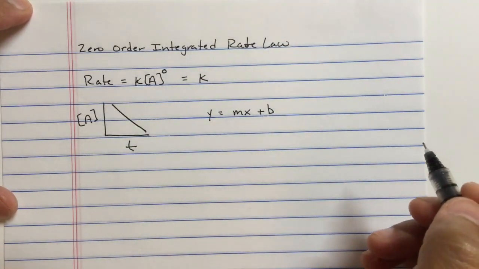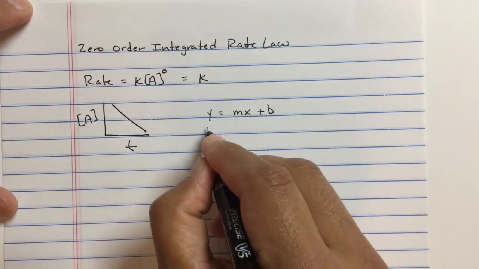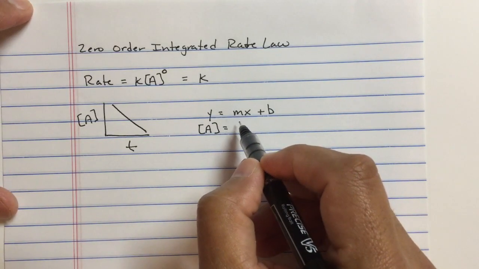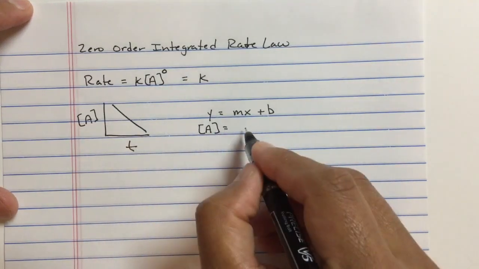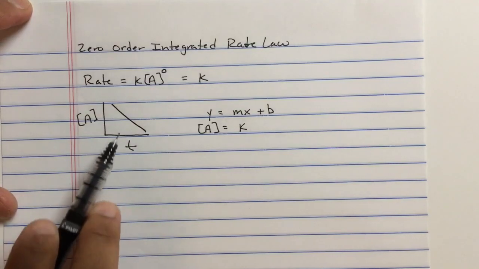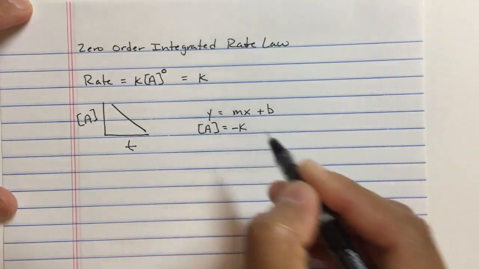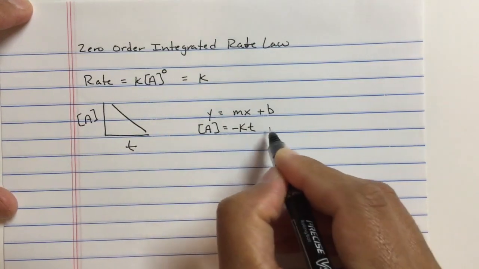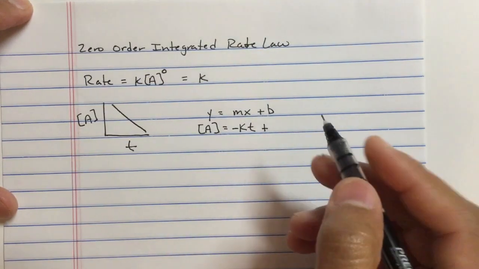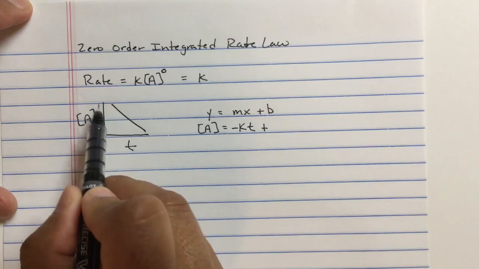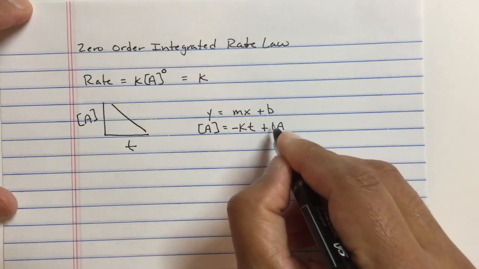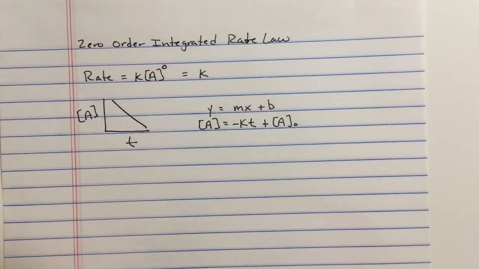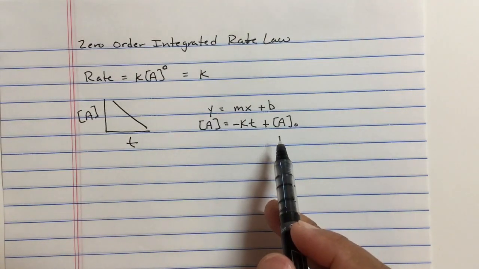Y equals mx plus b. So Y is your concentration of A. M is the slope. Well, this is a straight line, so the slope is k, but be careful. The slope is negative, so you have to put that negative sign in there. X is t. B is your y-intercept. The line crosses the y-axis at the initial concentration of A. So this is the equation for the zero order integrated rate law.